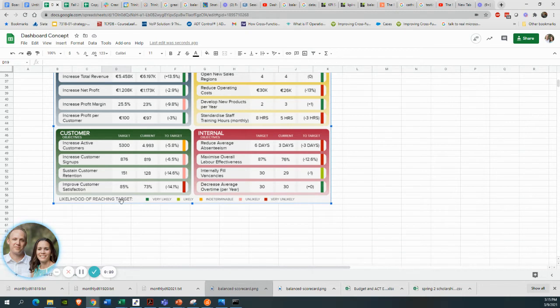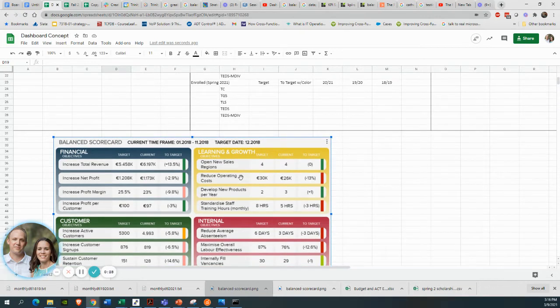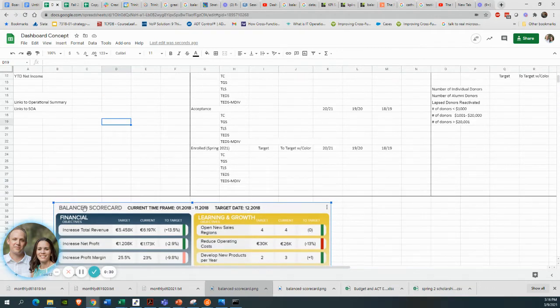I like the likelihood to reaching target component at the bottom. I like these color grids. I need to be able to change these easily myself. I have InDesign, not super scholarly on it, all that sort of thing.